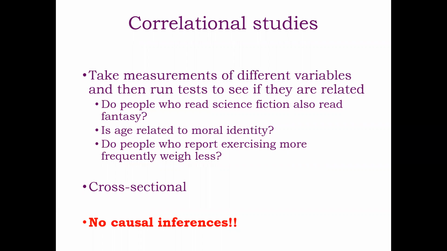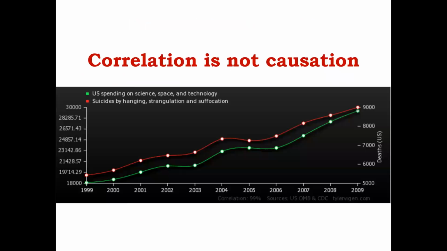Now, this type of research is generally called cross-sectional. It means we take everybody, we ask them the same questions at one time. Each person is only tested once on each variable or whatever, right? You cannot make any causal inferences based on correlational studies. Correlation is not causation. And this is from a site called tylervigan.com. You can explore spurious correlations, which means that even though things move in the same direction, it doesn't mean there's any causal relationship between them.